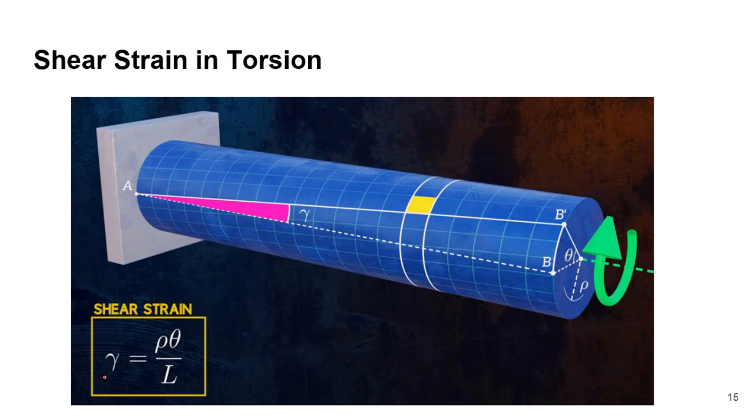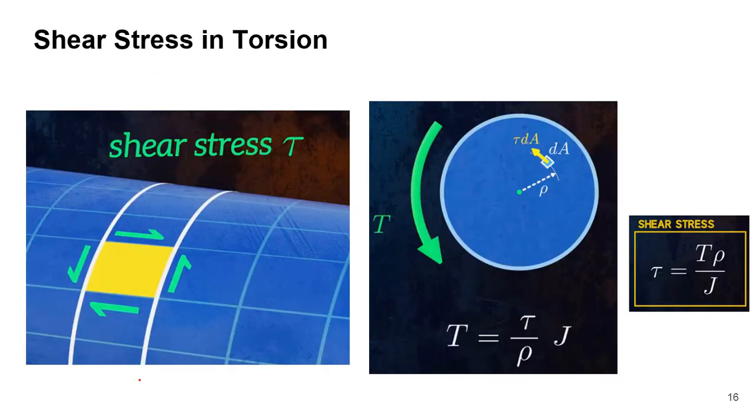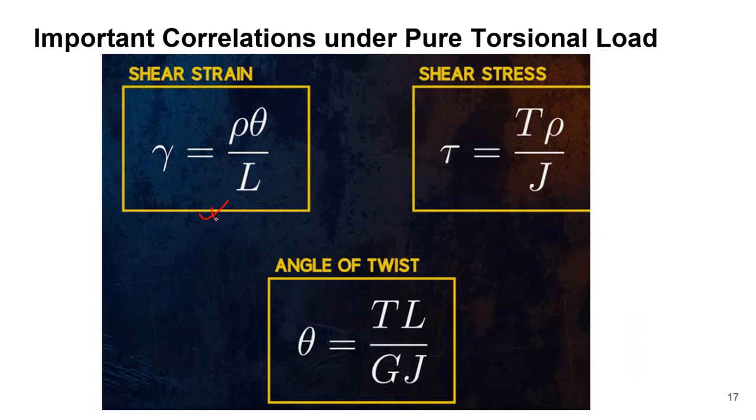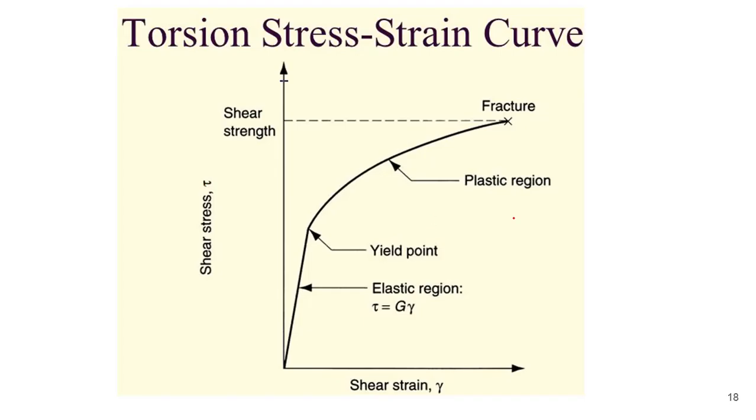Here you see how the shear strain is related to the angle of twist, where rho is the radius and L is the length. Here you see the shear stress, how it is related to the torque. So you can understand that these are the three important results that help you to find out the value of the shear modulus. This will help to find out the stress from the torque and the shear strain from the angle of twist. This is the typical torsion stress strain curve.